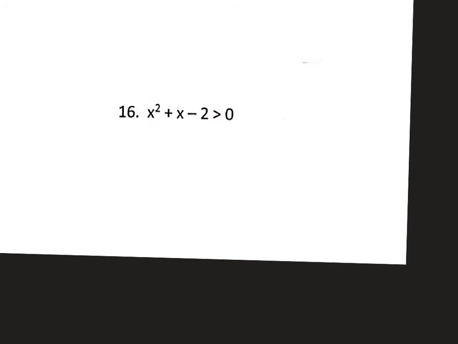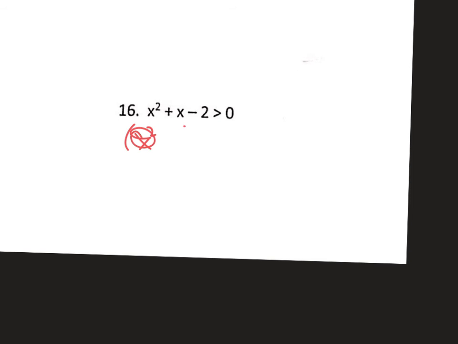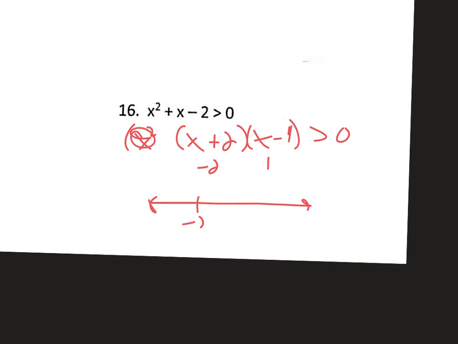All right, I'm going to do 16. Factor first. X plus 2, x minus 1 when I factor, which means my zeros would be -2 and +1. So I'm going to put those on my sign graph down here, -2, +1.